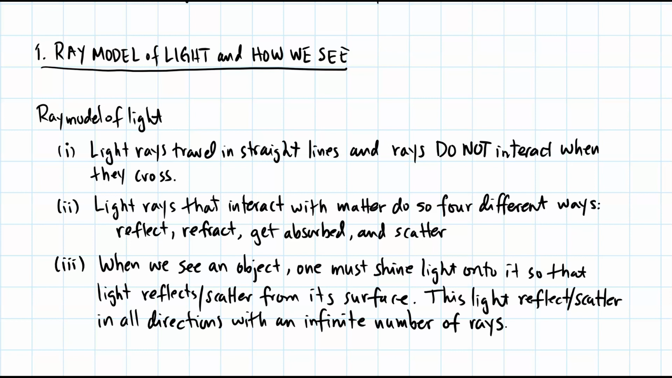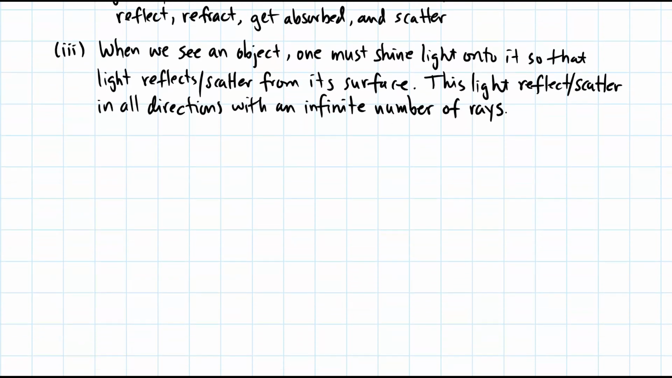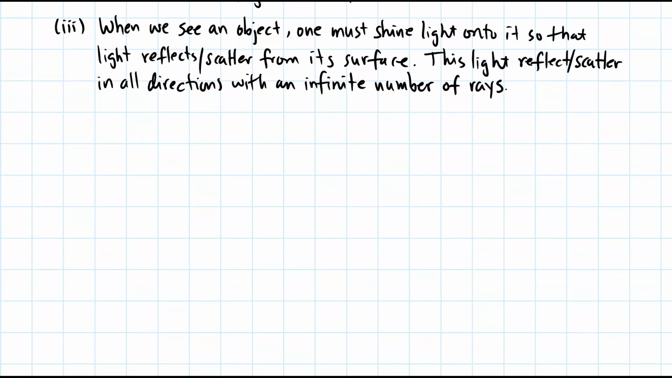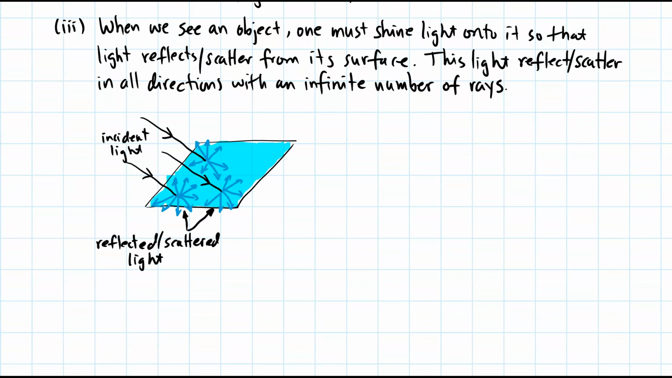Three, when we see an object, one must shine light onto it so that light scatters from its surface. This light reflects and scatters in all directions with an infinite number of rays. Let's draw an image of that. When incident light shines onto, let's say, this light blue paper, light will be reflected and scattered in all directions.